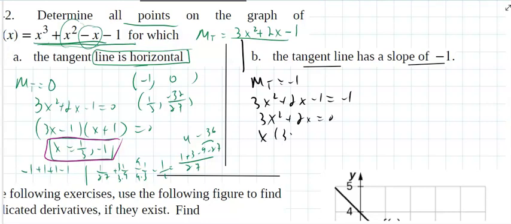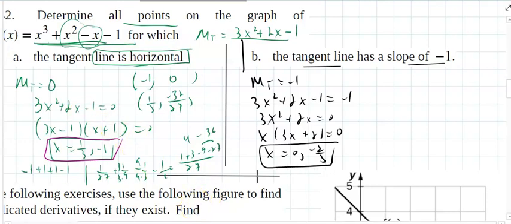Or x times (3x plus 2) to equal 0. That happens when x equals 0 or -2/3. Again, if you just yield the x coordinates of the point, that's sufficient. That's good enough.